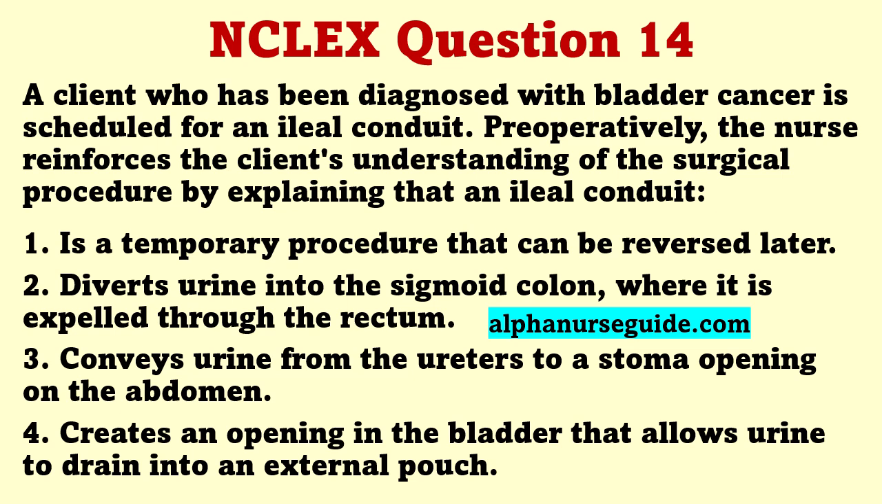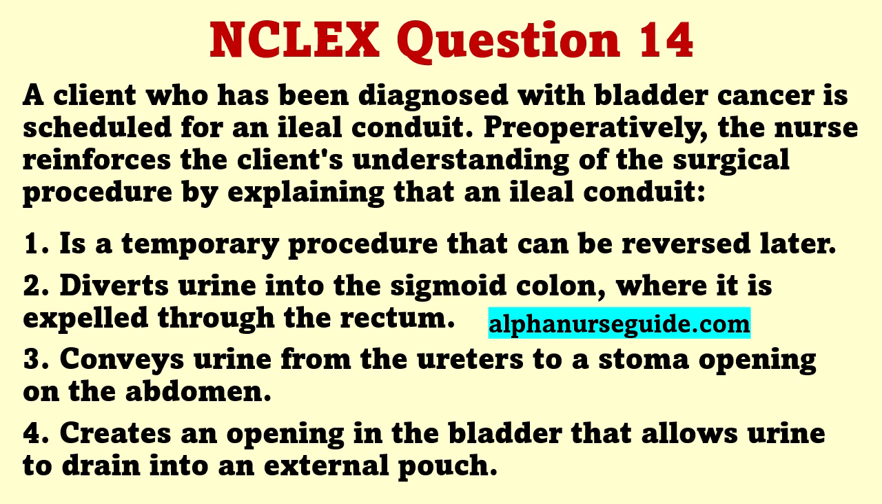The correct answer is 3. Conveys urine from the ureters to a stoma opening on the abdomen. An ileal conduit is a permanent urinary diversion in which a portion of the ileum is surgically resected and one end of the segment is closed. The ureters are surgically attached to this segment of the ileum and the open end of the ileum is brought to the skin surface on the abdomen to form the stoma.